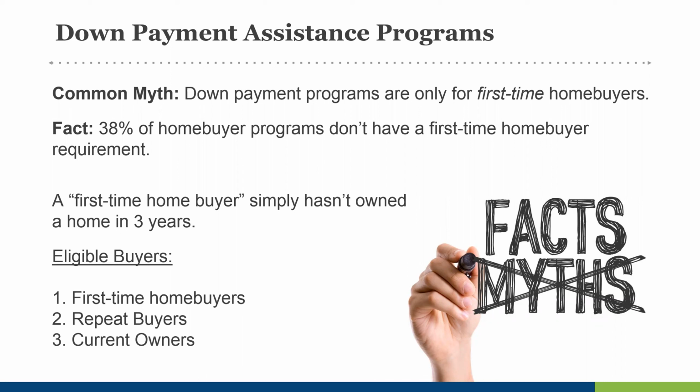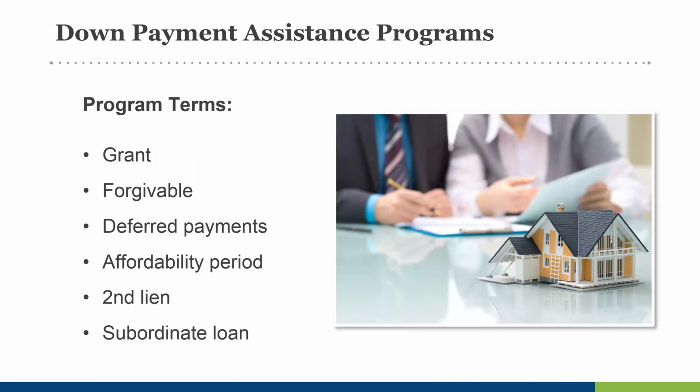So some of these programs, well, all of them basically can be used for a first-time homebuyer, but sometimes they can be used for repeat buyers or even current owners who are selling the property they live in now and moving to a new primary residence. So you're a first-time home buyer if you haven't owned in the last 3 years, and first-time home buyer is not a universal requirement of all down payment assistance programs. There are some that will allow you to use their program if you have currently or recently owned.